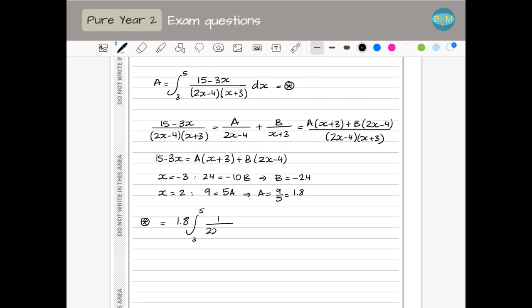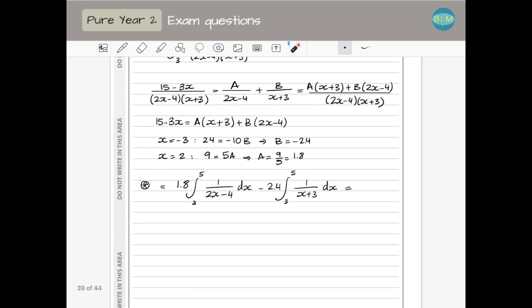The integral between 3 and 5 of 1 divided by 2x minus 4 dx, plus the integral of this one, and b is minus 2.4, so it's going to be minus instead of plus. 2.4, I can get it outside the integral. 3 and 5, 1 divided by x plus 3 dx. So I'm just writing this expression here as this one, where a is 1.8 and b is minus 2.4, and I'm just integrating those expressions. You can get these numbers outside or you can leave them here, it really doesn't matter.